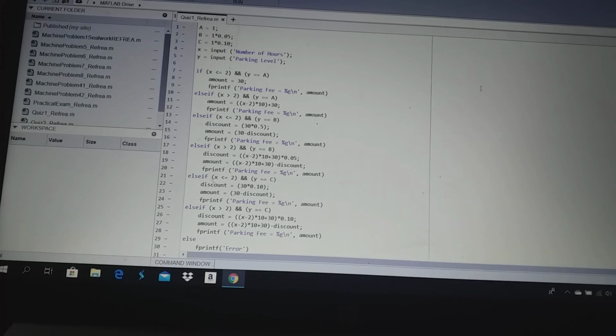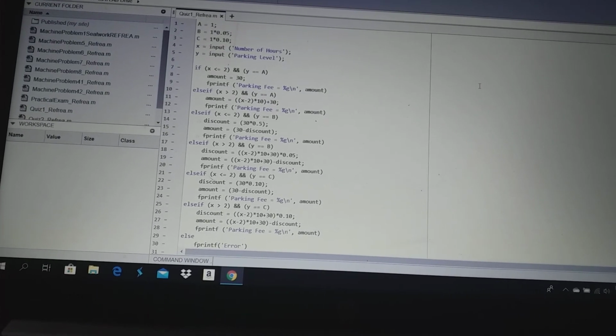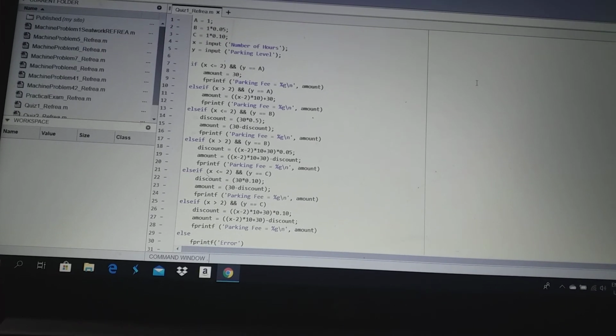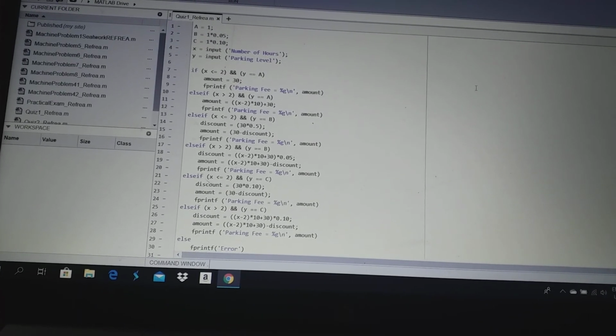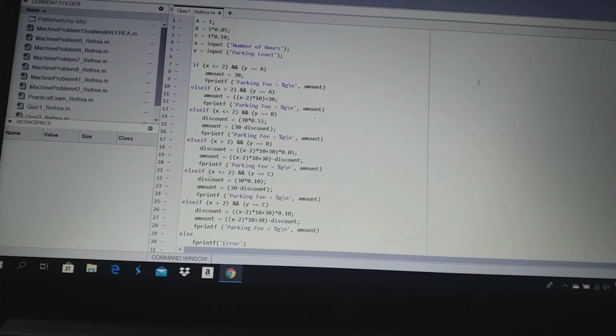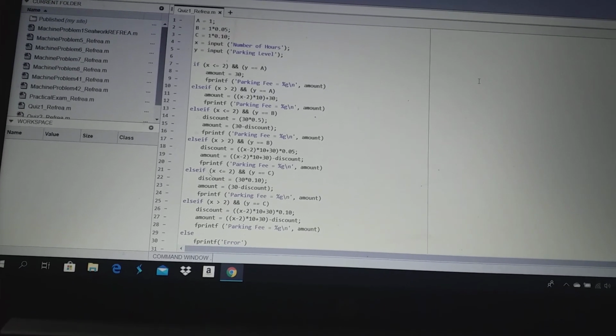And lastly, if the user decides to input letters that do not represent the parking level such as D, P, or W, then the program would display error and urge the user to input another letter until one of the 3 included letters is inputted. So that is basically the flow of the code.